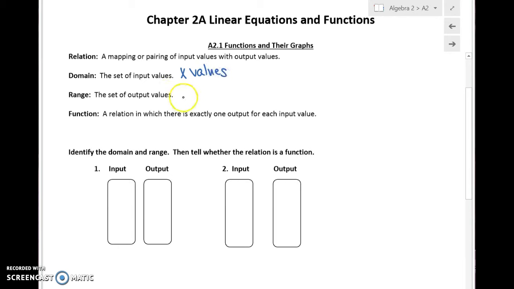The range is the set of output values, the y values. So when you talk about x values, there's really three names: x values, input values, domain. When you talk about y values, there's three names: y values, output values, range. A function is a specific type of relation where there's exactly one output value for each input value. That means only one y for each x.